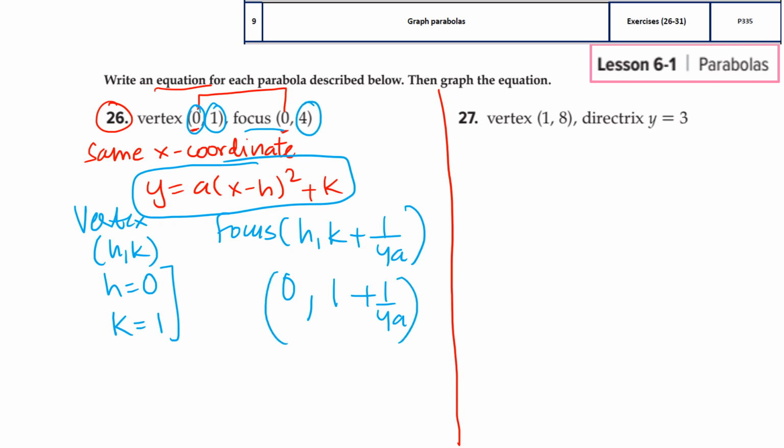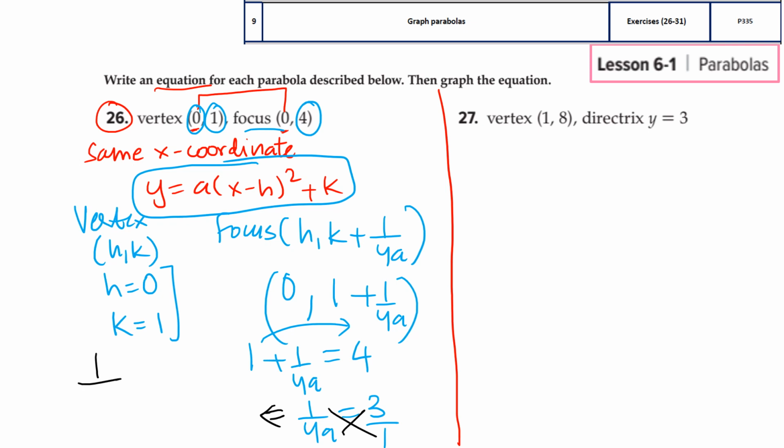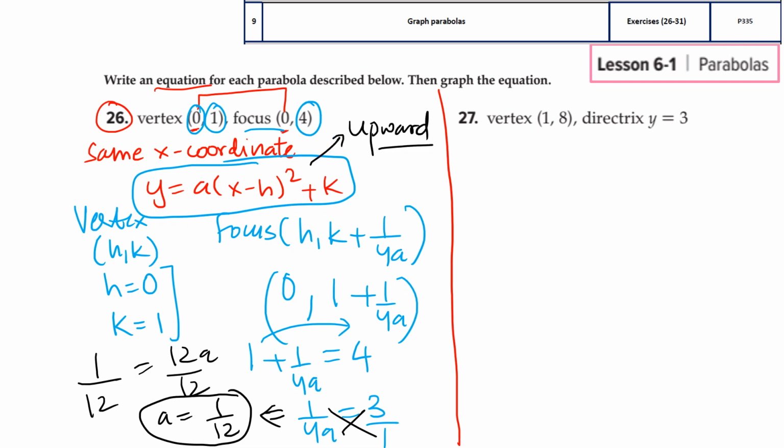The first coordinate is 0, so for the second one, 1 plus 1 by 4a should be equal to 4. This gives us 1 by 4a equal to 3. I move 1 to the other side, and now I can do cross multiplication. Very easy. So on the other side, it's 12a. Divide both sides by 12. So your a is 1 by 12. Now, is a positive or negative? It's positive. So which direction will this parabola open? Upward.